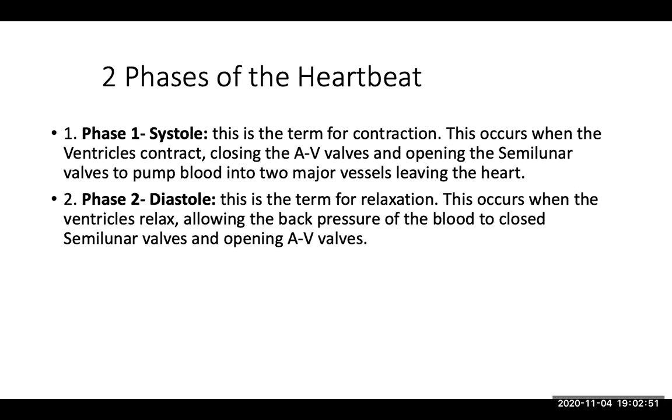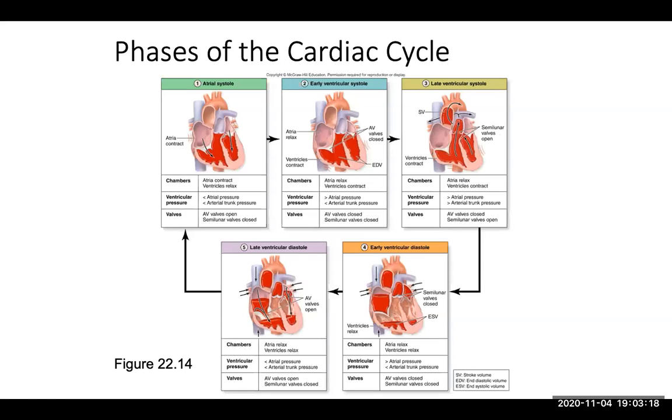Phase 1, the systole, this is the term for contraction, and this will occur when the ventricles contract, closing your AV valves and opening the semilunar valves to pump blood into either the pulmonary trunk or the aorta. And then phase 2, the diastole, this is the term for relaxation, and this will occur when your ventricles relax, allowing any back pressure of the blood to close the semilunar valves and then open your AV valves again to fill them. So these are the 5 phases of the cardiac cycle, which you should be semi-familiar with. You'll study these a lot more when you get to physiology.